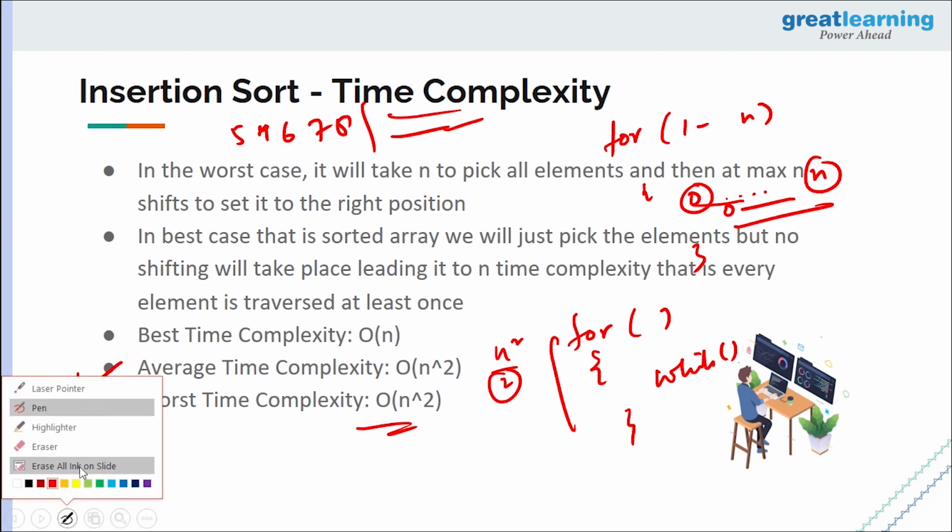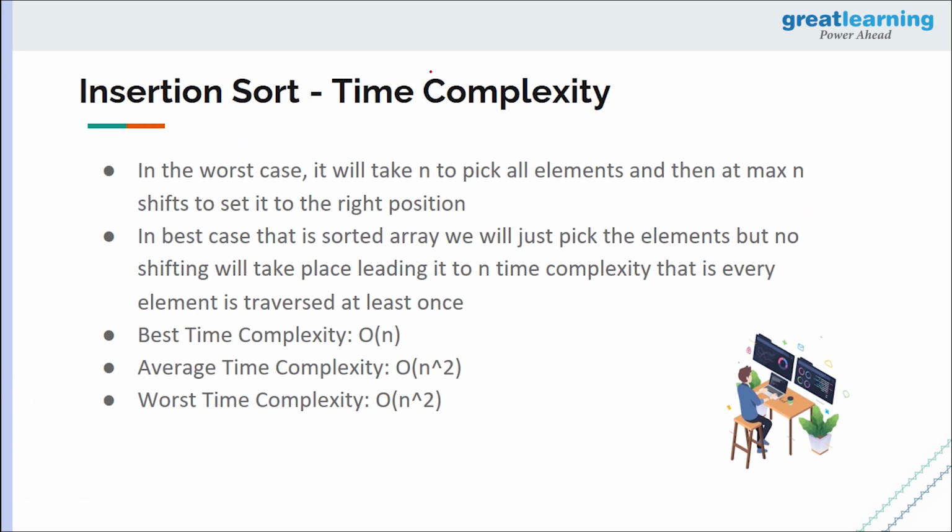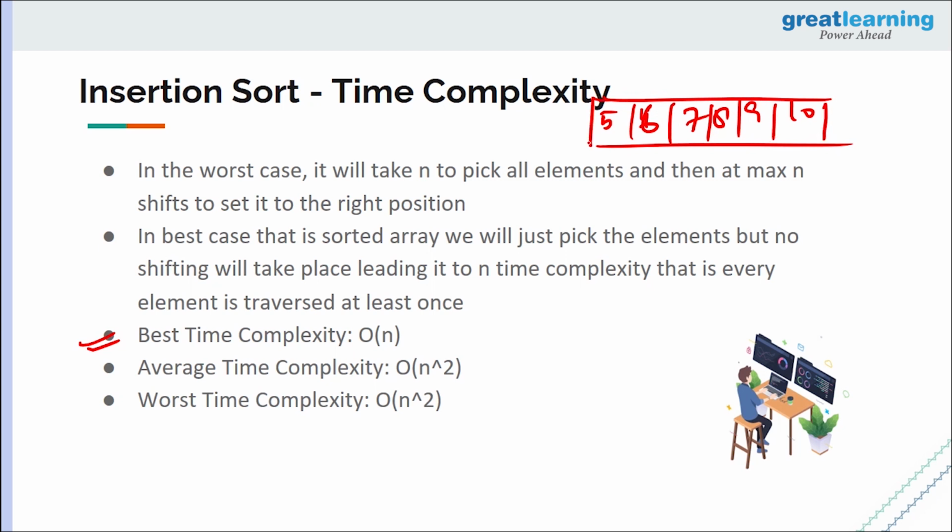But the most important thing in this time complexity is the best case. That means when the elements in the array, that is 5 6 7 8 9 and 10, are already sorted, what happens in this case? If you observe, the for loop that runs from 1 to n will always be there. So n is always there, big O of n will always be there.